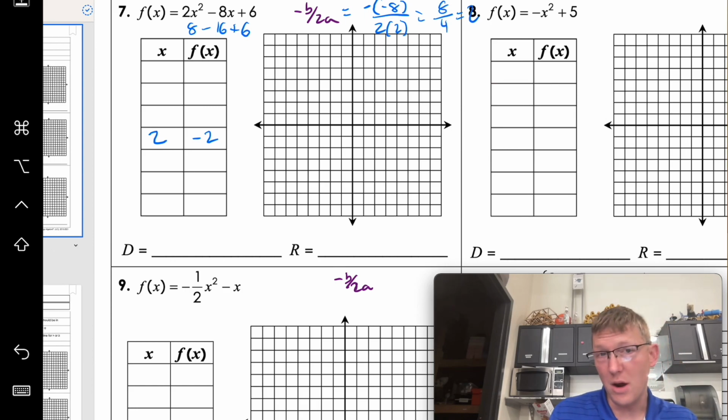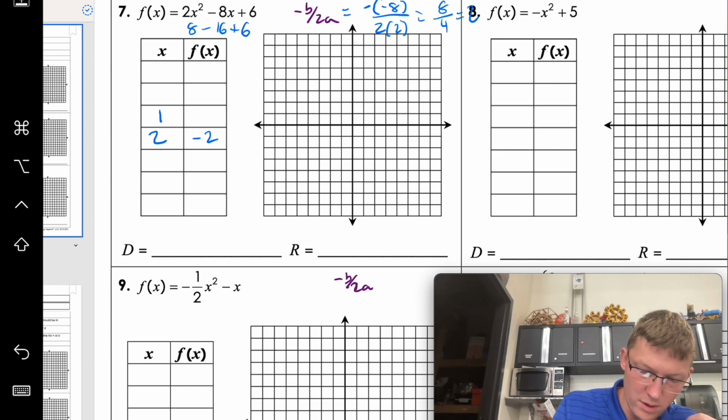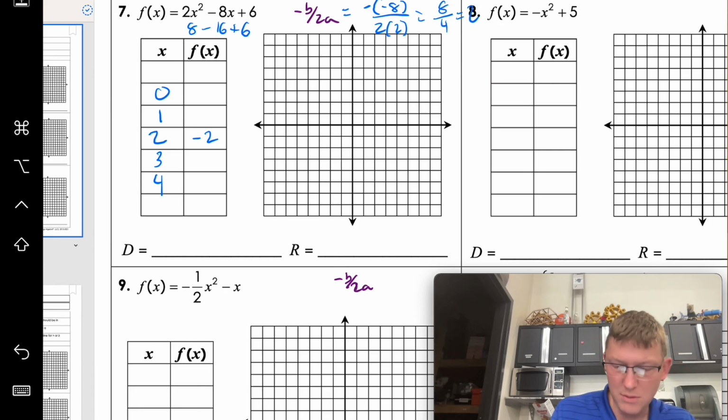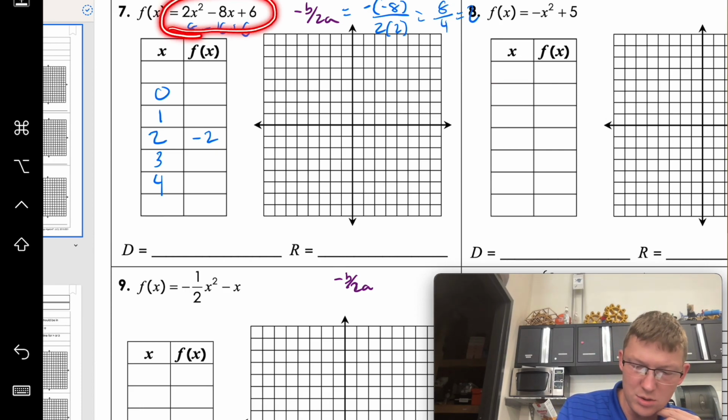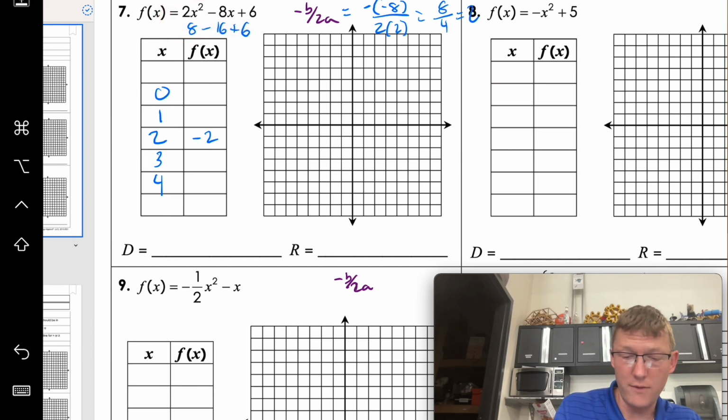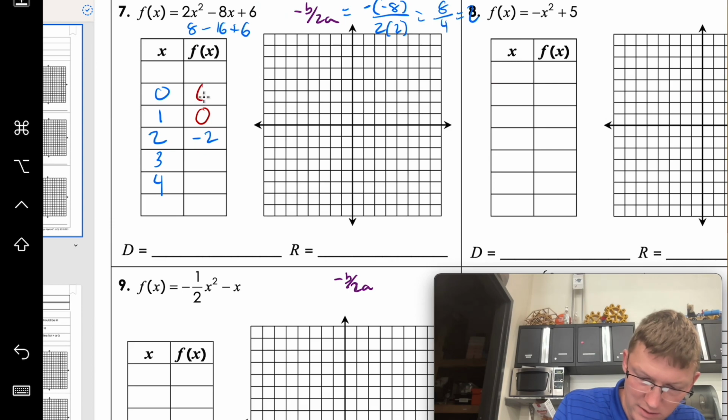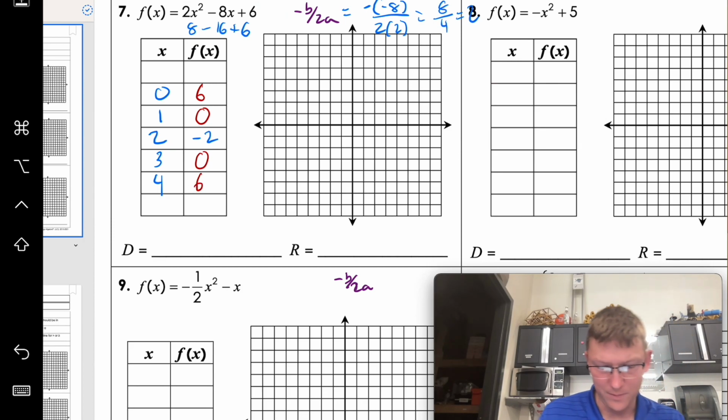you're going to pick your x values. So 2, 1, 0, and 3, 4, just like we did with the absolute values. And then you're going to plug those numbers into here, and you're going to solve every single one of them. So our answers are going to be, we plug 1 in, we're going to get 0 and 6. Then we're going to get 3, 0, and 4, 6. So then from there, now we can graph.